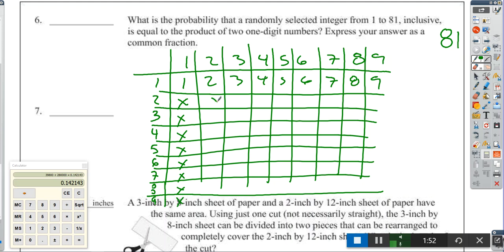2 times 2 is 4, which we already have. 2 times 3 is 6, which we already have. 2 times 4 is 8, we already have. And now we get to our new ones.